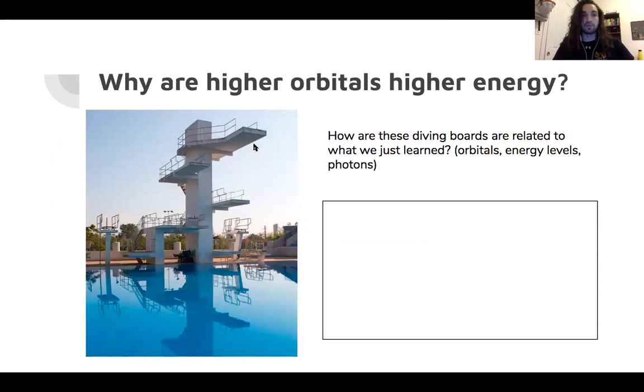Here's an analogy that you're going to pause for. In this box, I want to see 3 or 4 sentences. How are these diving boards that you see on your screen related to what we just learned? I need to see the words orbitals, energy levels, and photons. So we've got a bunch of diving boards here, and you're creating an analogy. How is what we just learned about light creation related to diving boards? Pause. I want to see a couple sentences. I'm going to be checking that, so make sure you do it.